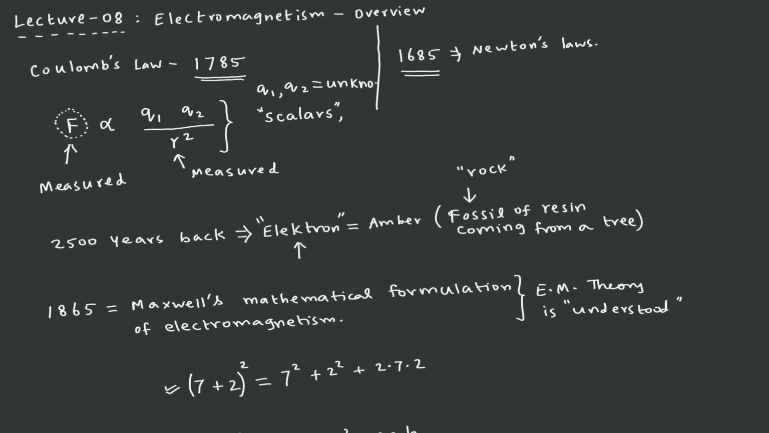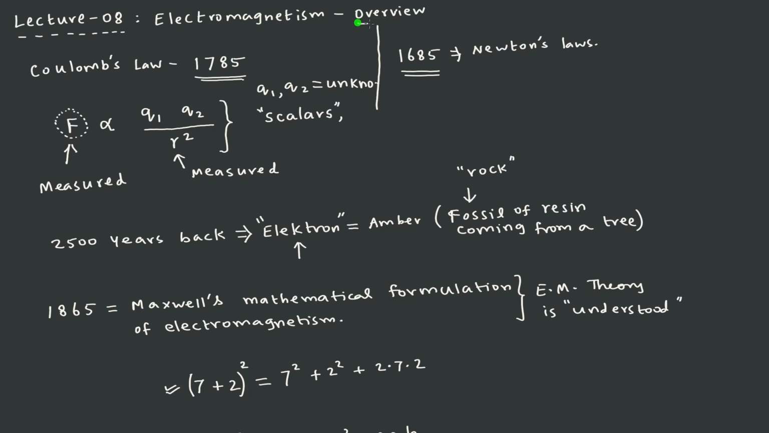Namely, you take the original experimental equation, F is proportional to Q1 Q2 by R square, then understand everything in terms of a coordinate system, and write the expression in vector form. Once you have the vector form, there are some vector identities in mathematics, and you have to see how they go side by side. That is the overall idea. So that is why I have written overview.